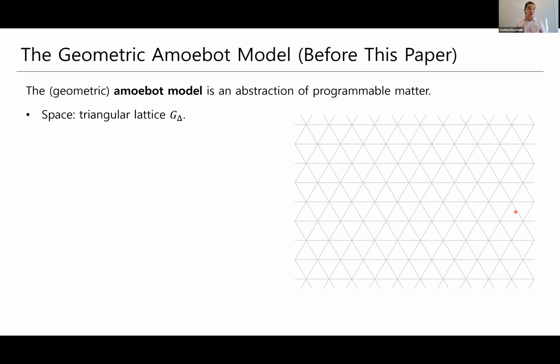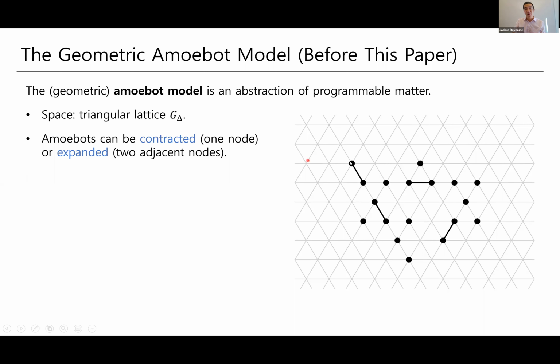Now, the Amoebot model has an 8 or so year history now, and it's useful to be familiar with what it looked like before this paper and to understand how we changed it going forward. So the geometric Amoebot model assumes that space is a triangular lattice, like you see here on the right. And Amoebots are these nodes. They occupy the nodes of the lattice, either as contracted, meaning they occupy a single node, or expanded, meaning they occupy a pair of adjacent nodes.